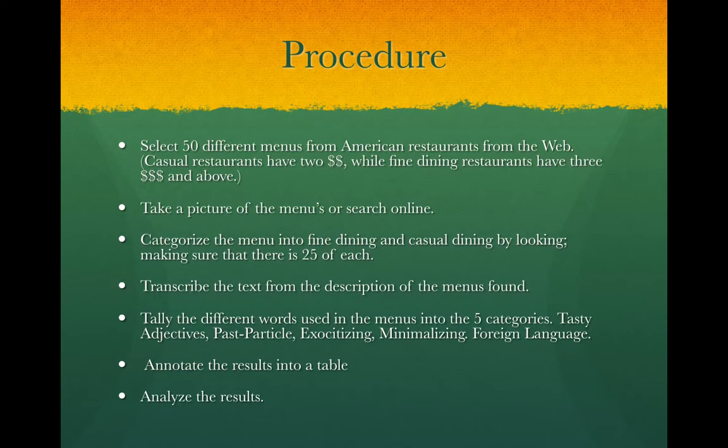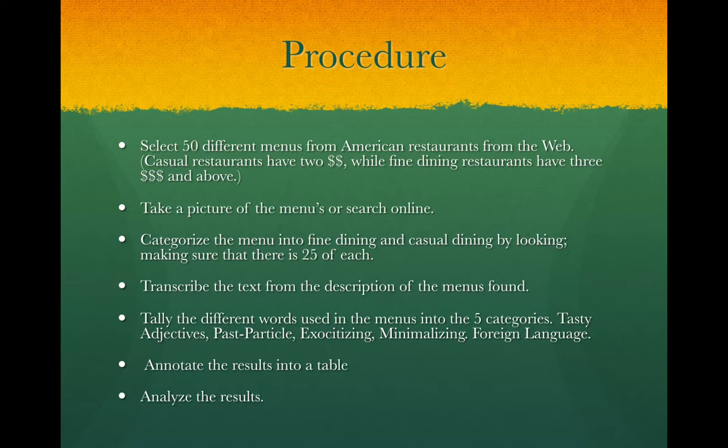Procedure. So the procedure to do this research are as follows. I select 50 different menus from American restaurants using web pages like Yelp and Google Review. And what I did was with restaurants that had $2 signs and below, I classified as casual dining. And these restaurants, their main courses are priced between $12 to $28, while any restaurants above three dollar signs would be classified as fine dining, where their main dishes are priced between $20 to $50.